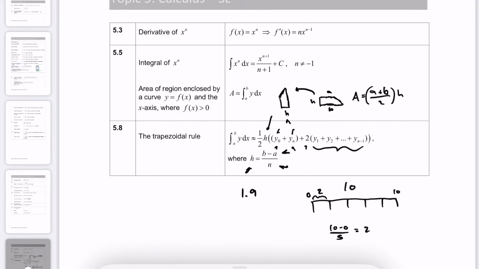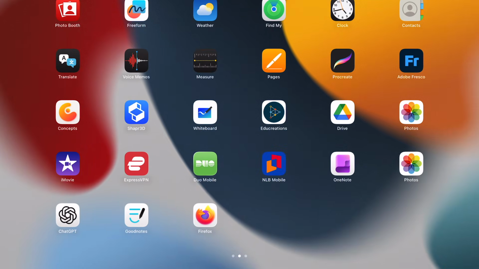There are some other videos that unpack this and explain why we only take the initial and the final heights, but why we multiply all of the intermediate heights by 2. I think those are helpful conceptually, but it's been covered a few times, so I want to actually just get to applying the trapezoid rule here.